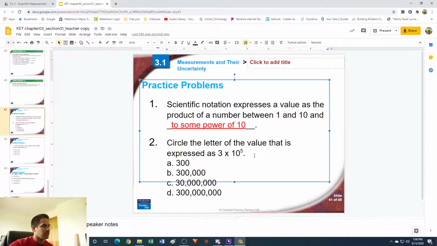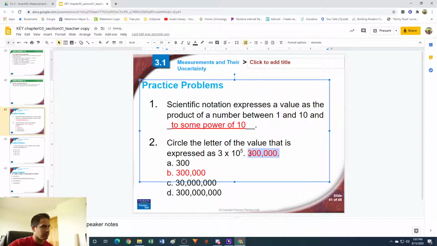All right, number 2, circle the letter of the value that is expressed as 3 times 10 to the 5th. For scientific notation, 3 times 10 to the 5th means it's going to be 3, and then there's going to be a decimal. Even though the decimal isn't written in here, there is technically a decimal there. We're going to move it 5 places to the right, and every time we move it over a place, we need to add a 0. So 1, 2, 3, 4, 5. This decimal, which started off here, would be 1, 2, 3, 4, and eventually end there. So our answer, 3 times 10 to the 5th, would be 300,000, which would be letter B.